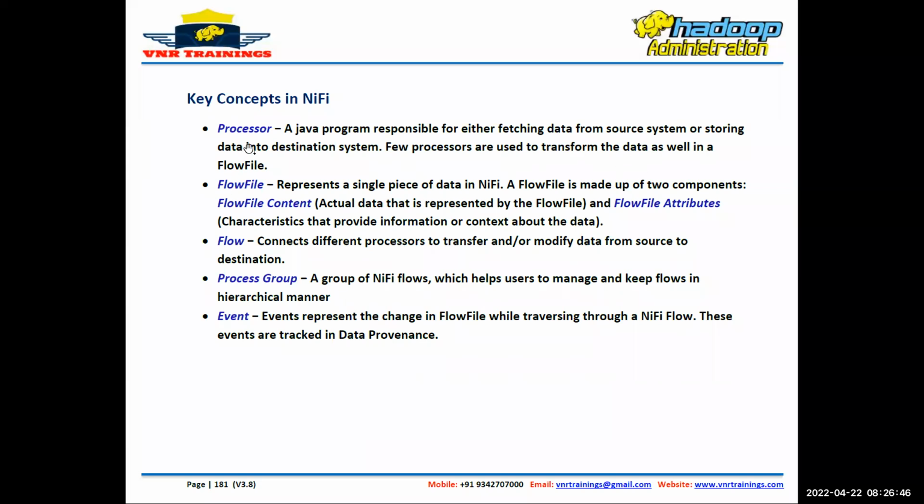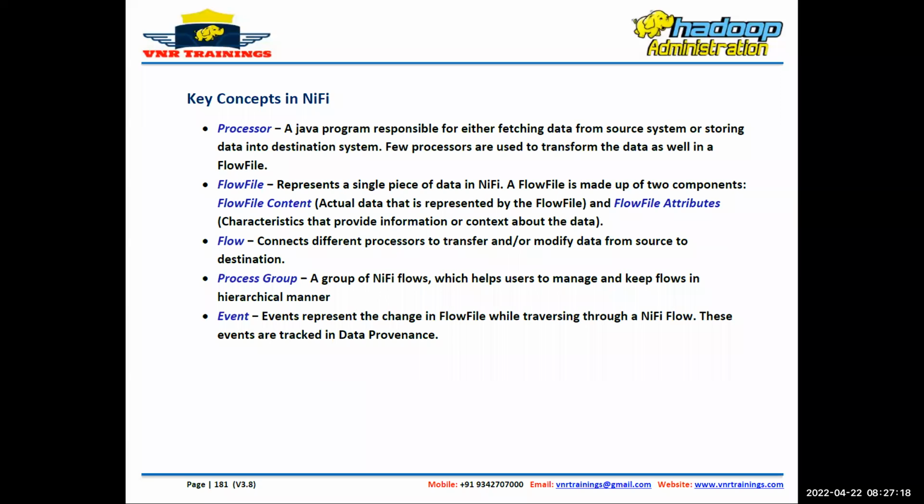Few processors means, here we have taken one JSON record writer processor. What will that JSON record writer processor do? It will take a record from RDBMS and convert it into JSON format. It is not storing, it is just converting the data from one format to another format. Some processors will fetch the data from the source, some will put the data into the destination, and some will transform the data from one format to another format.